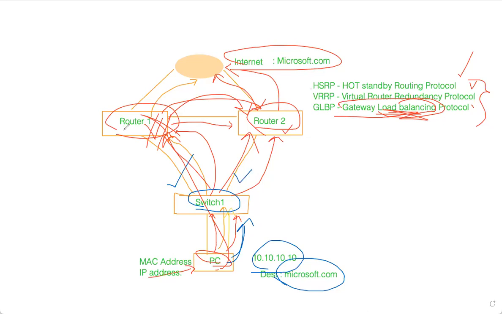Router 1 will have an IP address that is configured as the gateway of this PC. So on the PC, you will configure 3 things. One is the IP address, right? The second one is the gateway IP address. The third one is the subnet.